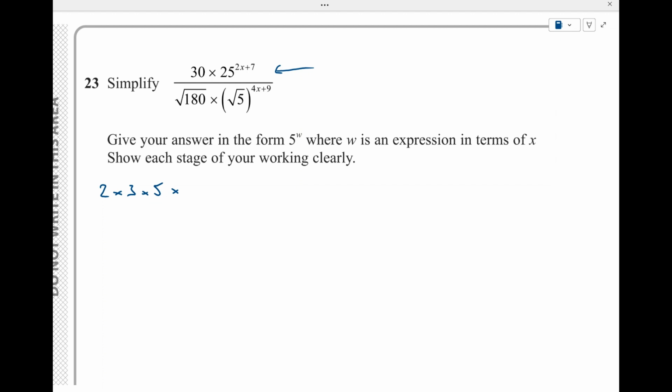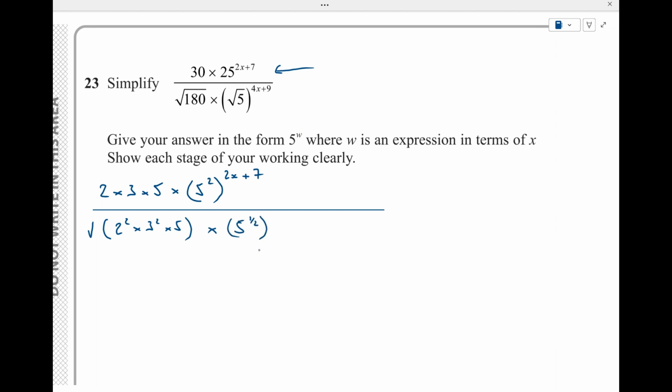Now we've got 25 to the power of something. Now 25 is 5 squared, so this is 5 squared to the power of 2x plus 7. Let's worry about that in a moment or two, but I can already see how I'm going to use the rules of indices there. Right, the square root of 180. Well, that's going to be the square root of, and I'm going to use the factor button on my calculator to tell me that 180 is 2 squared times 3 squared times 5, so it's the square root of that, times, now the square root of 5, that's 5 to the half, so I've got 5 to the power of a half, raised to the power of 4x plus 9.